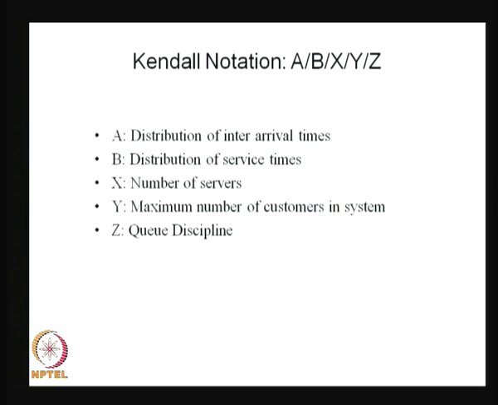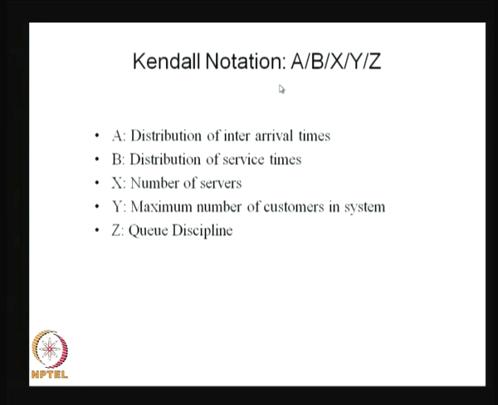So based on that, Kendall made a notation, and that notation is called the Kendall notation. The Kendall notation consists of capital A, slash capital B, slash capital X, slash capital Y, and capital Z. So the possible values we assign for A, B, X, Y, Z, accordingly one can define the queuing system. And each letter corresponds to some important characteristic of the queuing system.